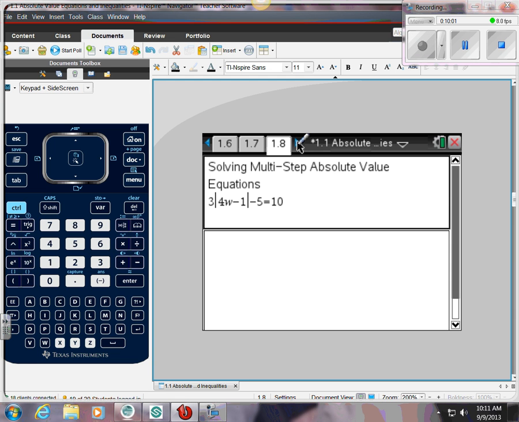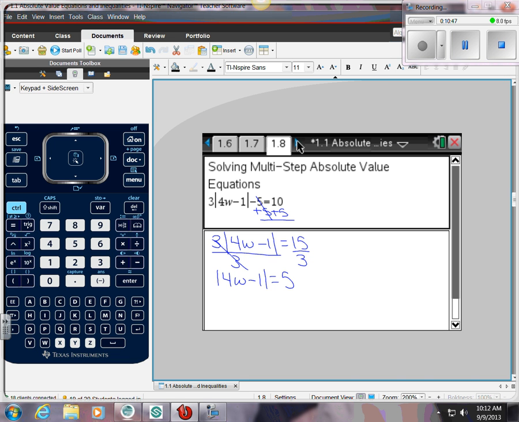I'm going to move that -5 first because remember, order of operations backwards, it's SADMEP. S stands for subtraction. So here's subtraction. How do I undo subtraction? Okay, so we're going to add that over. So we get 3 times the absolute value of 4w minus 1 equals 15. Looking good. Is it isolated yet? No. I got another step. What do I want to get rid of now? Got to get rid of that 3, so divide by 3. So now I'm left with the absolute value of 4w minus 1 equals 5.